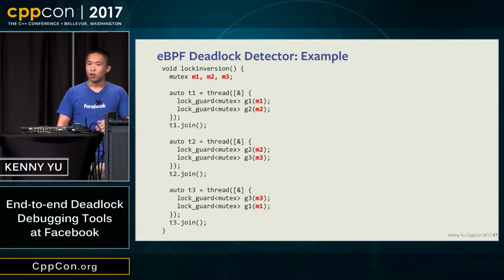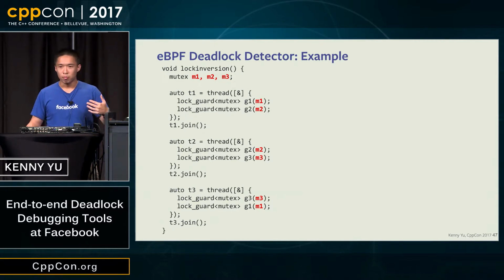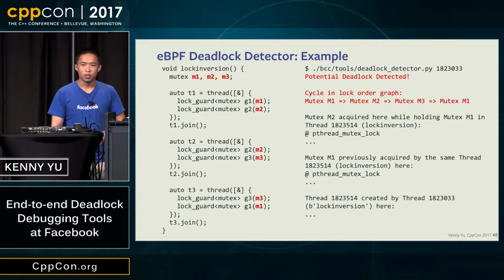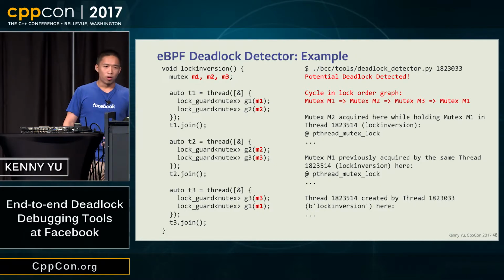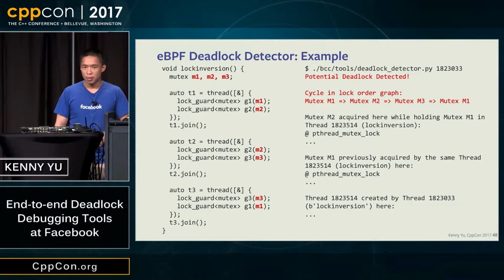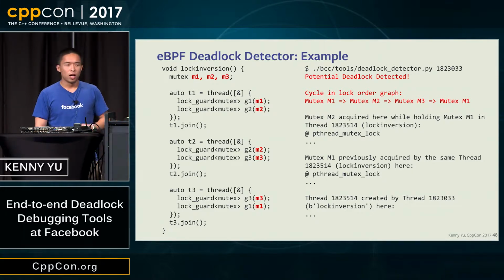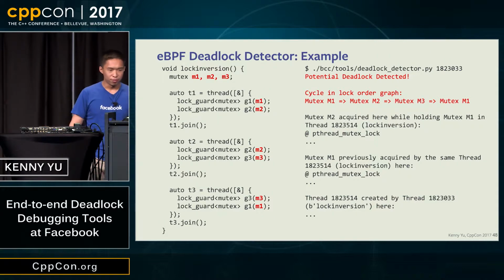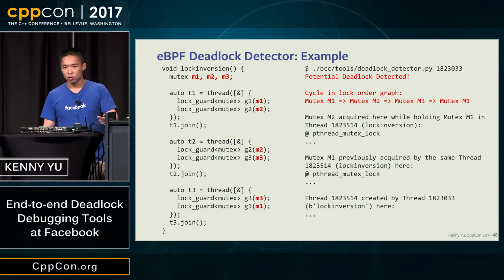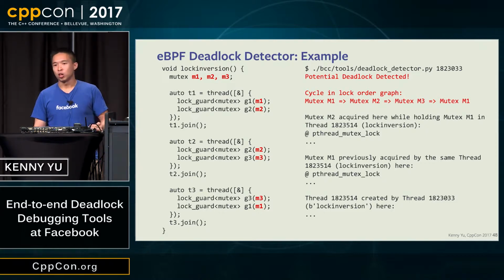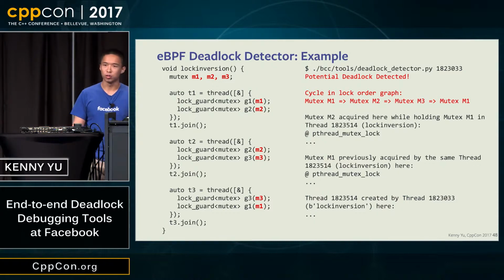Now imagine that we have a running production service. It's calling this code. How can we find a potential deadlock? Our tool, if you pass it a process ID, will find this lock inversion. If while the tool is running, the service hits this code, the tool is going to output this on the right. It's going to output the mutexes and the threads involved with the lock inversion, as well as where each mutex was acquired by which thread. And the output here is very similar to TSAN.